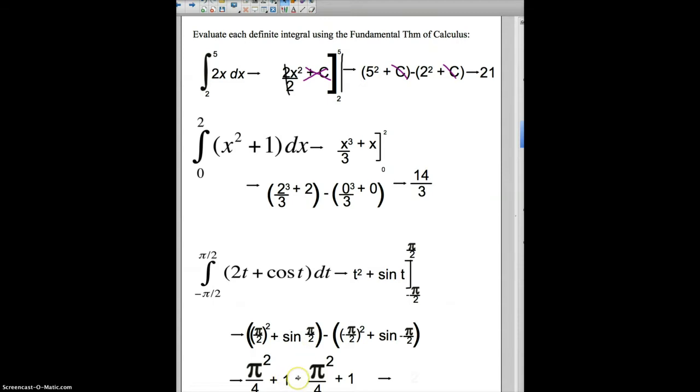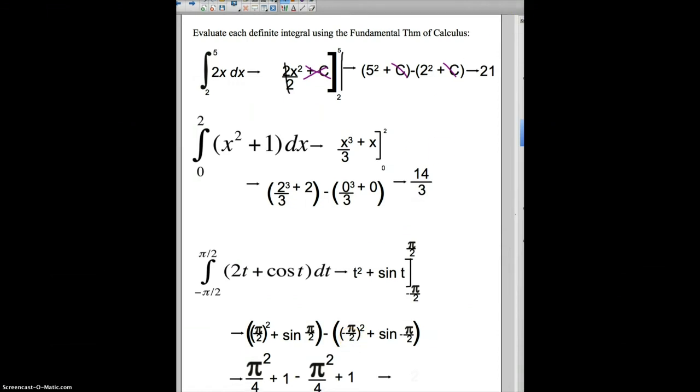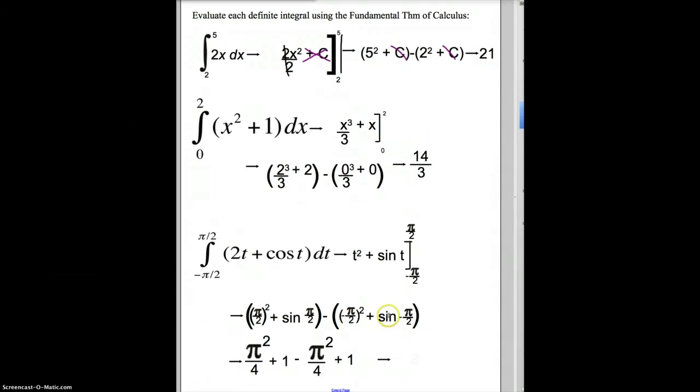And then minus, and we're going to subtract this whole thing right here. So when you square this, it's positive pi squared over 4. Can't really see that on the bottom there, can you? And then the sine of negative pi over 2 is negative 1, but if we subtract a negative 1, that's why this turns into a plus 1. So remember to distribute that negative there.